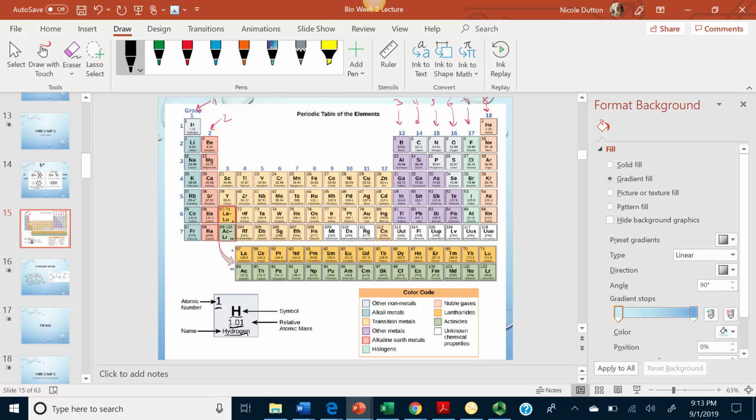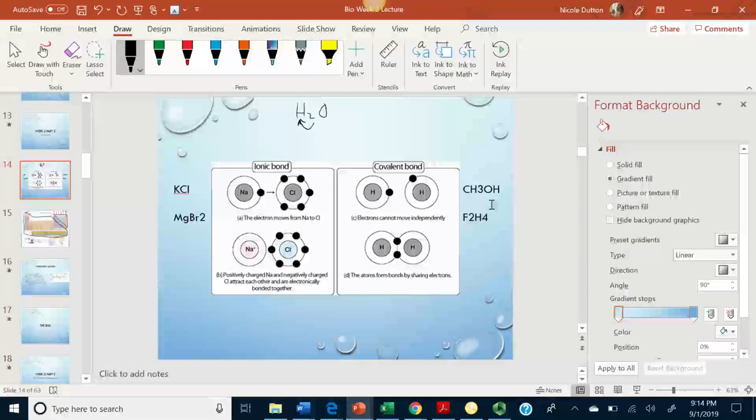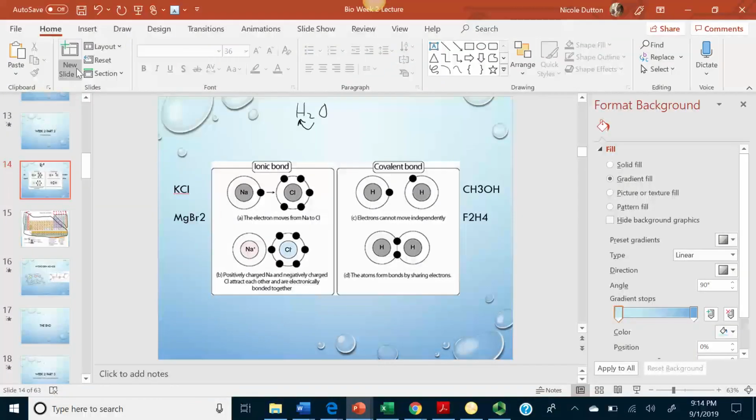So if we look at the periodic table of elements again, the metals are pretty much all of these. The nonmetals are these guys. And then you have metalloids that exist in between here, which have properties of both the metals and the nonmetals. We're not going to worry about how they form bonds in this class because this is a biology class and not a chemistry class. But for the most part, ionic bonds are formed between a metal and a nonmetal.